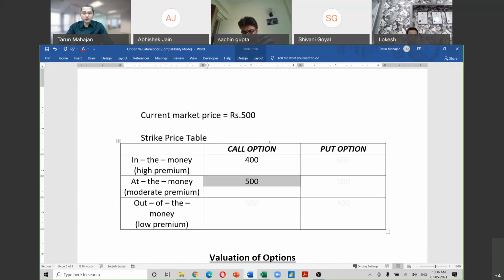If I say I want to have 500 rupees as the strike price, it is an at the money option, and the premium will be moderate. If I choose the strike price to be 600, it is out of the money and the premium will be low. For a put option, if I say I want to sell at 600, it is a favorable strike price and this is an in the money put option. 500 is an at the money put option and 400 is an out of the money put option.